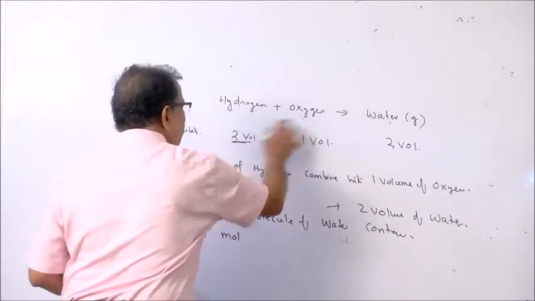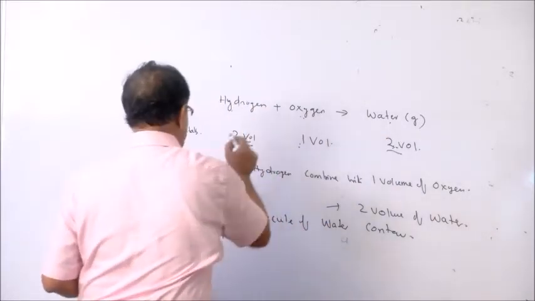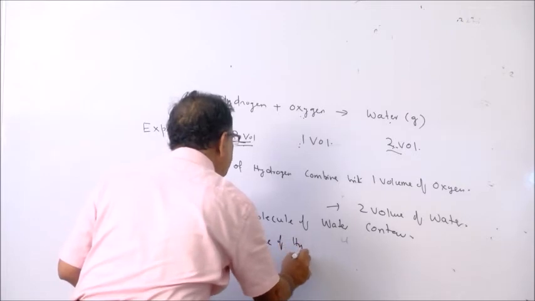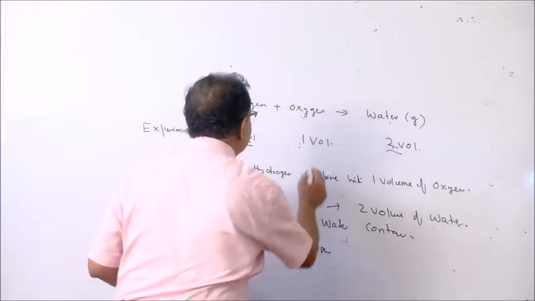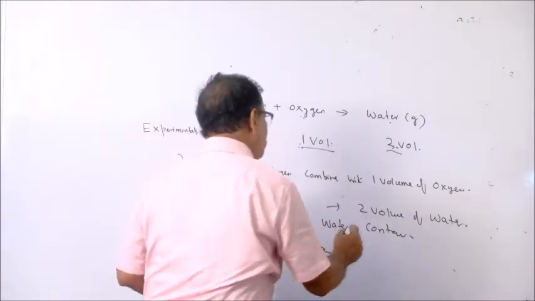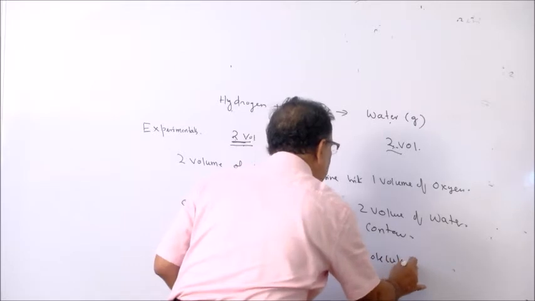The same volume means the same number of molecules. Here it is 2, so here it is 2. Then if this is 1, it means 1 molecule of hydrogen, and if this is half, it is half a molecule of oxygen.